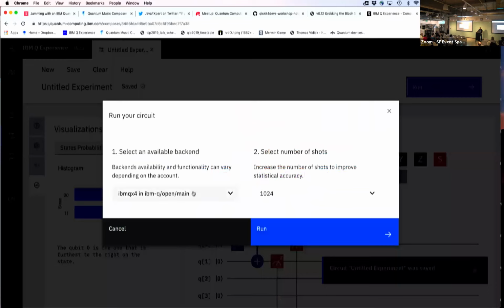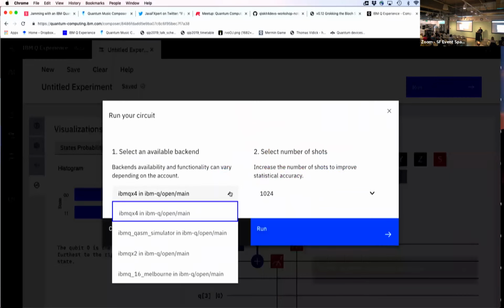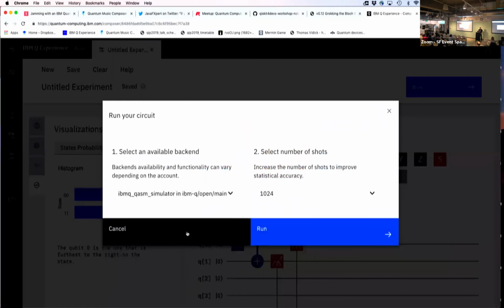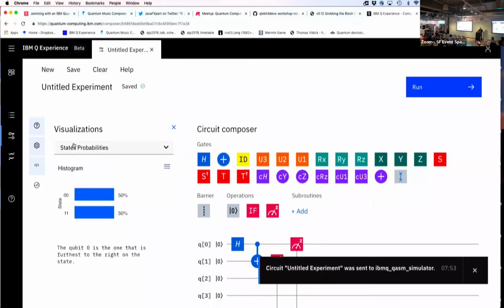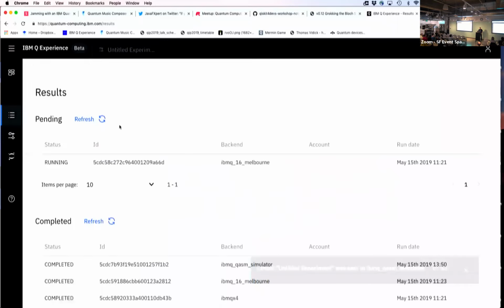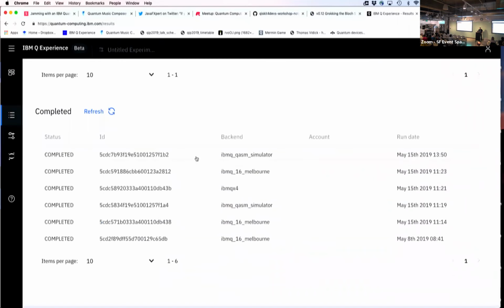What do I want to run it on? Well, I'll run it on a simulator that's on a high performance machine in Yorktown. And we'll go ahead and run it. And then we can look at the results. So I can see my results. It's already finished here. It's completed. That's the one that started it.